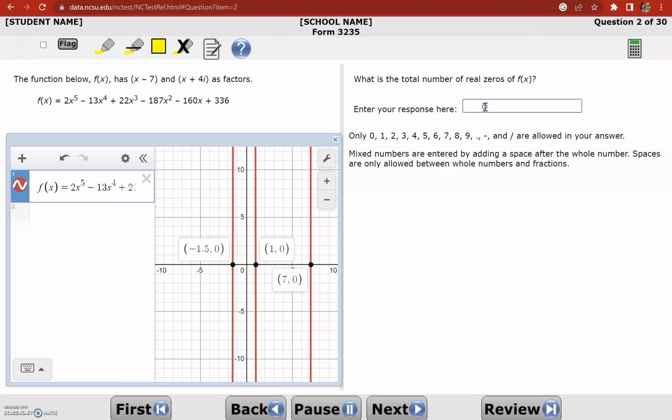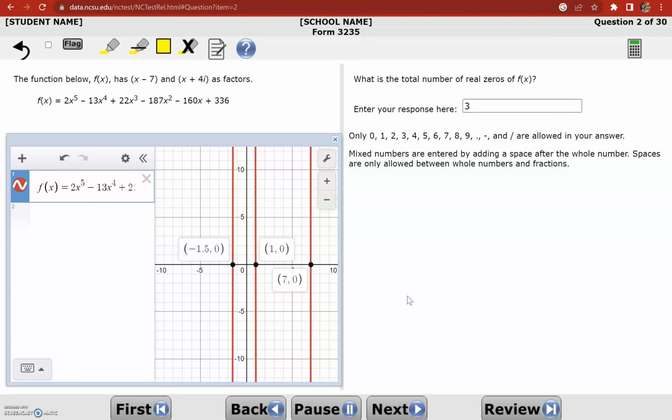It doesn't ask me what they are, just how many there are, and that's 3, which incidentally would mean there's 2 complex roots as well, or 2 complex zeros, because this is a 5th degree polynomial and it has to have 5 total. So if you're watching this video, I encourage you to try these problems as I go along.